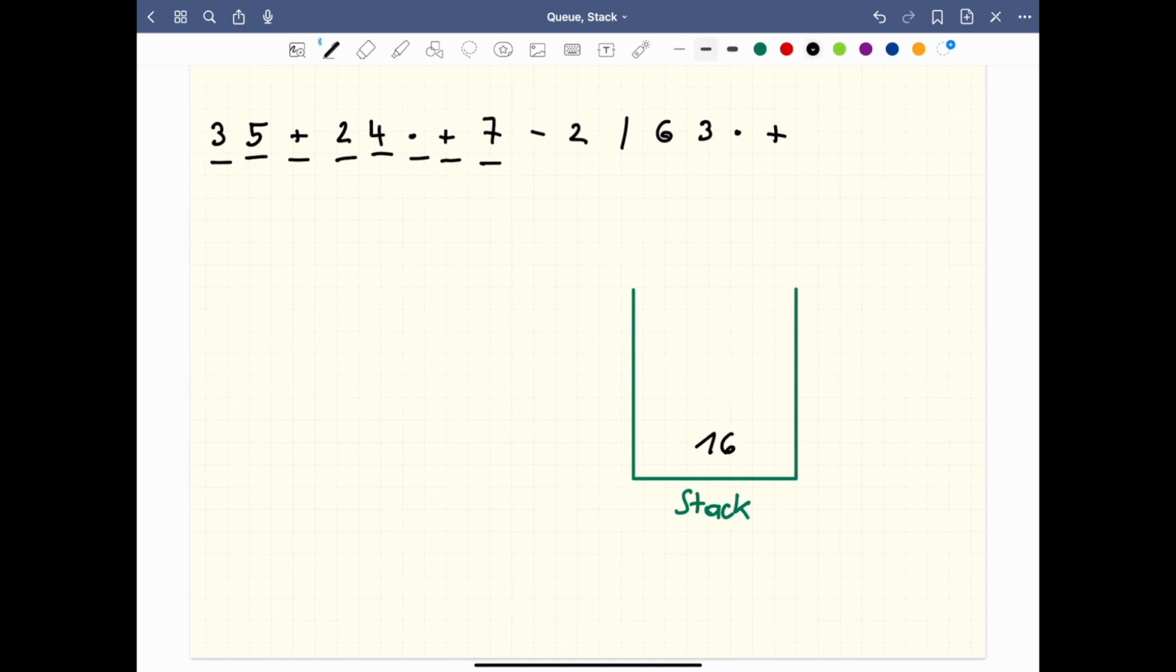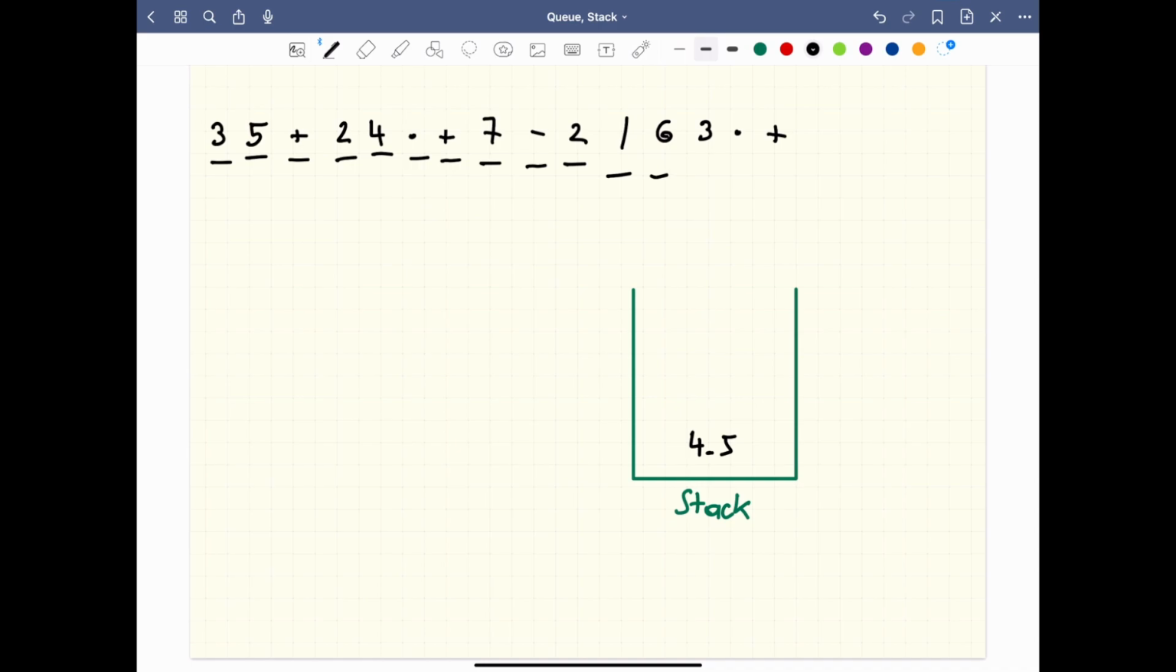Good. Next, let's put the 7. Then we have the minus. So keep an eye on the order. It's 16 minus 7 now, which is 9. Push the result to the stack. Then we push the 2. Then we have the division symbol here. So keep an eye on the order again. It's 9 over 2. So 9 divided by 2, and this is equal to 4.5.